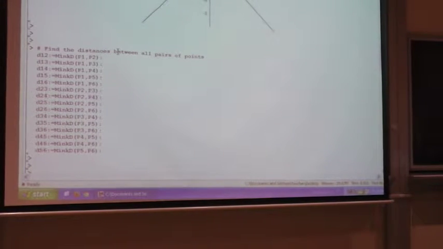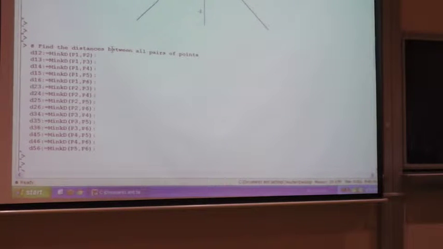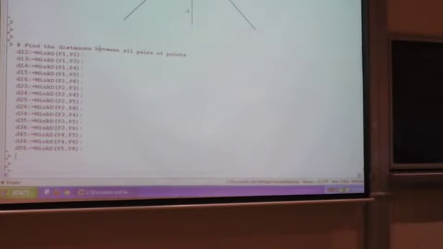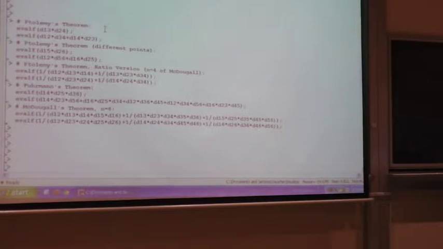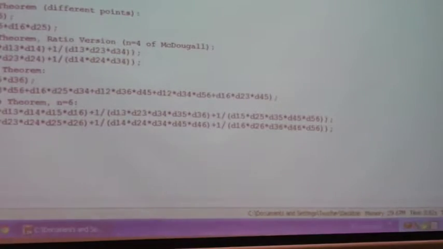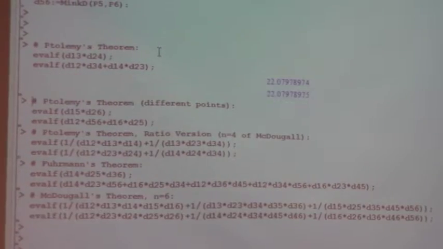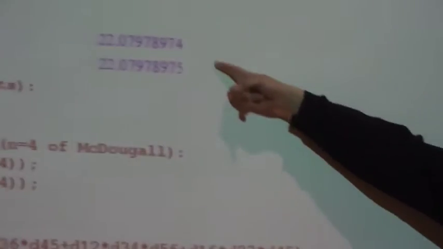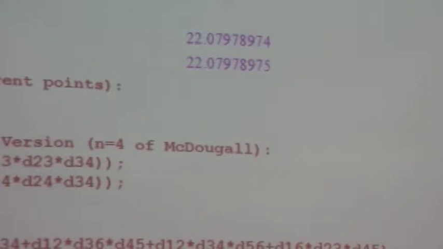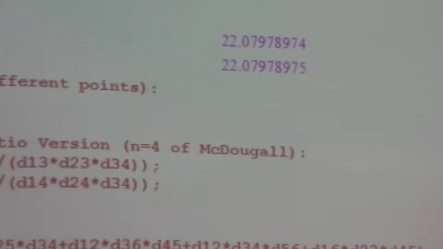So the next thing up is let's find the distances between all the pairs of points. That took some copy and pasting, so D12, D13, and so on and so forth. D12 is just the Minkowski distance between P1 and P2. And so let's actually check some theorems. So here is Ptolemy's theorem. We're calculating out each side: D13 times D24, and the other side. And lo and behold, these are close enough up to round-off errors, so that is quite comforting.